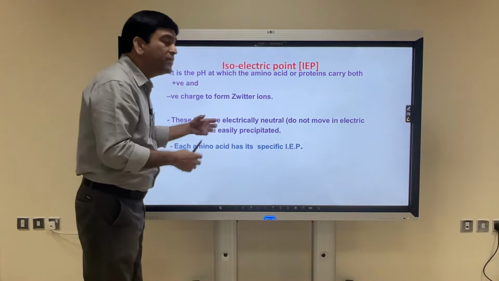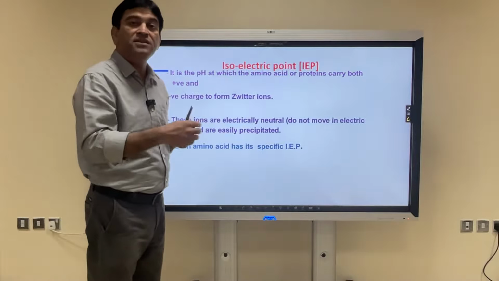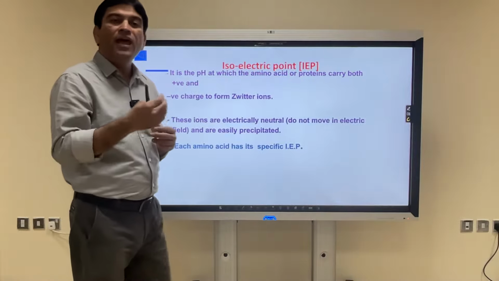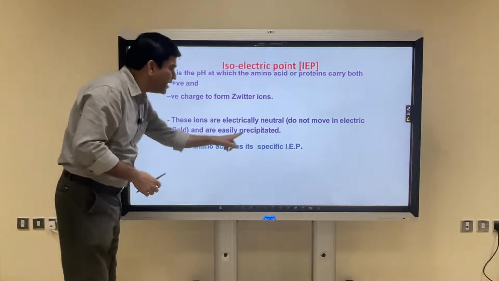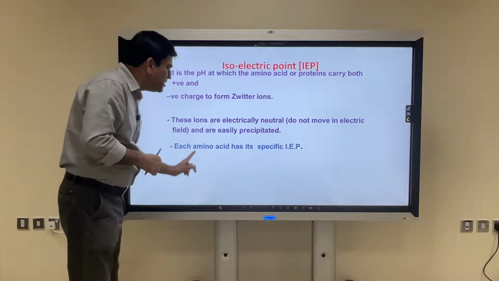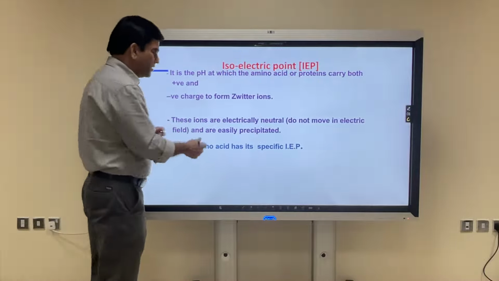And that is why they do not move in the electric field, because they don't have any net charge. That is why they don't move in the electric field and they can be easily precipitated. Each amino acid has a specific isoelectric point.